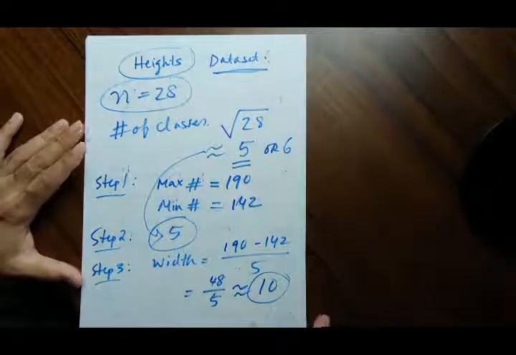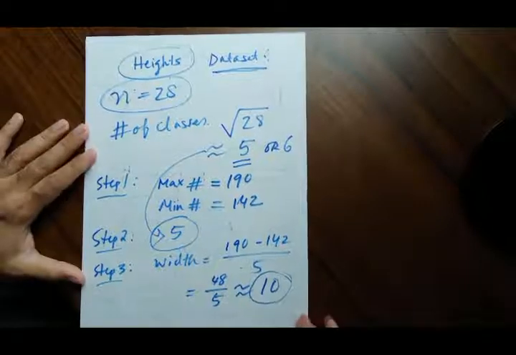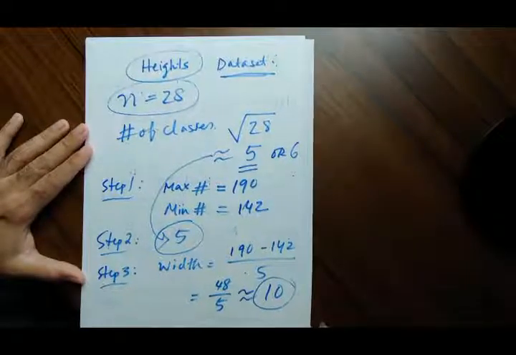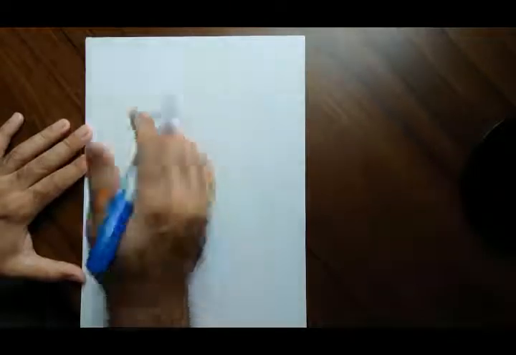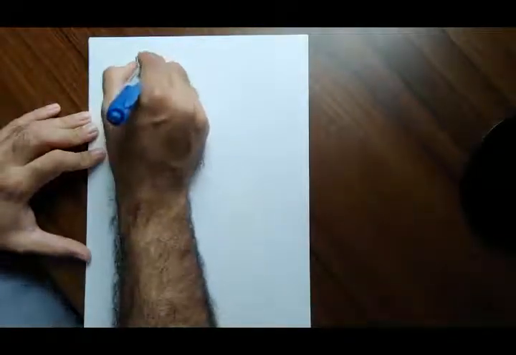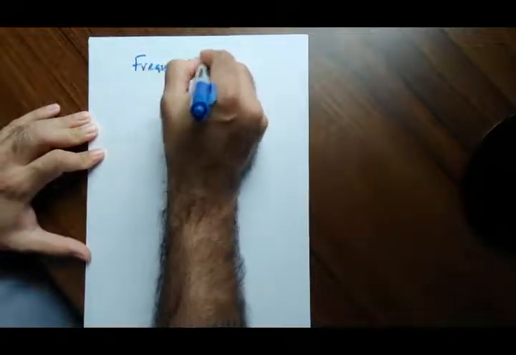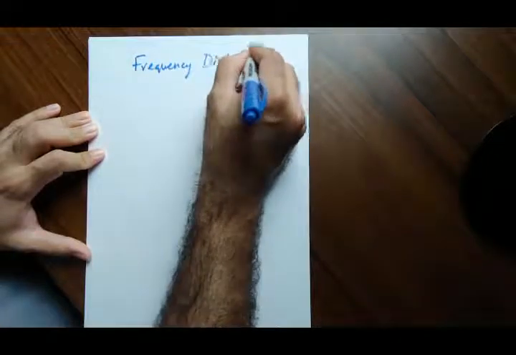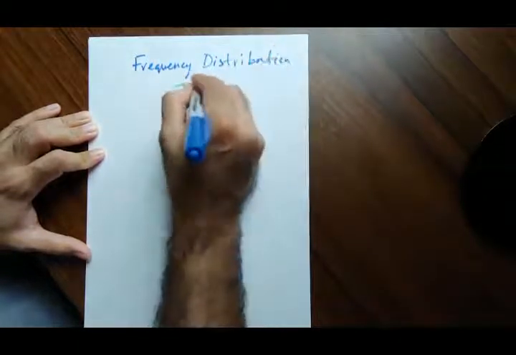So let's make what we call a frequency distribution table. So let's make that table. So frequency distribution table.